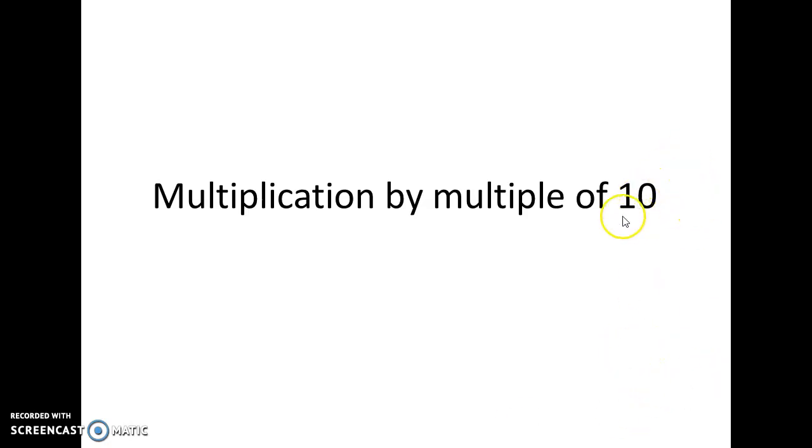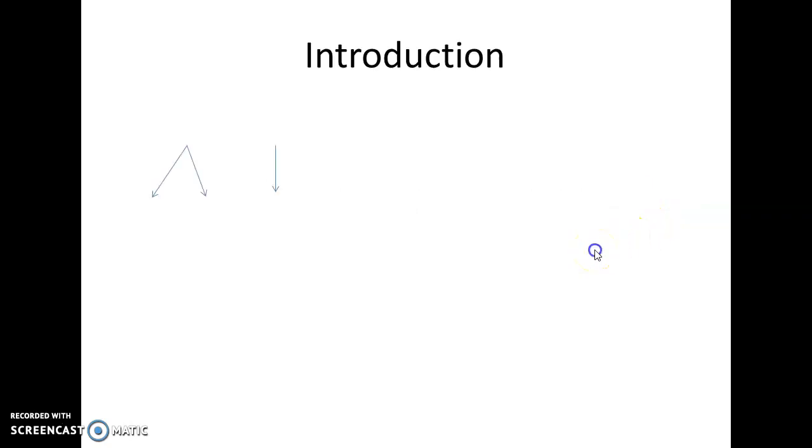Our first lesson is about multiplication by a multiple of 10. A multiple of 10, as you see, has a 0. So we will multiply numbers with 0.